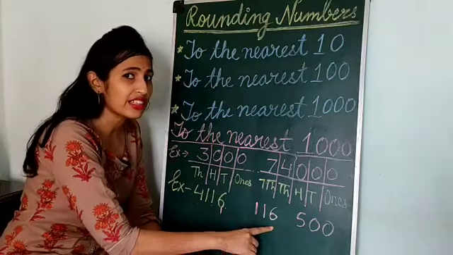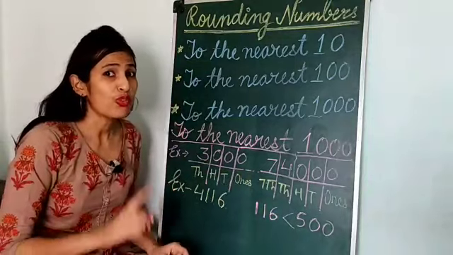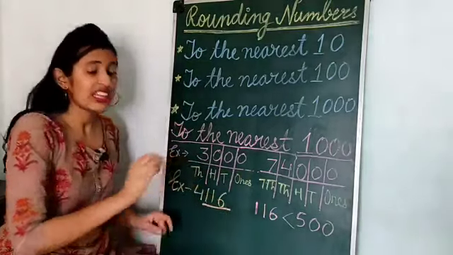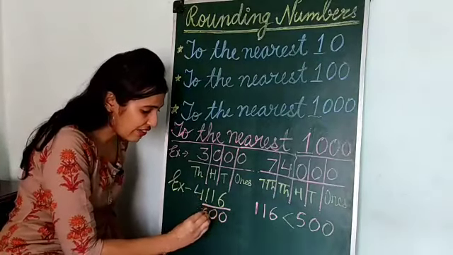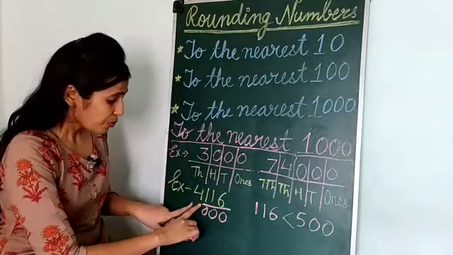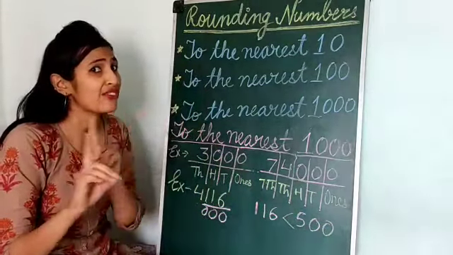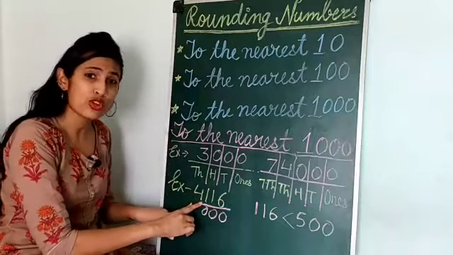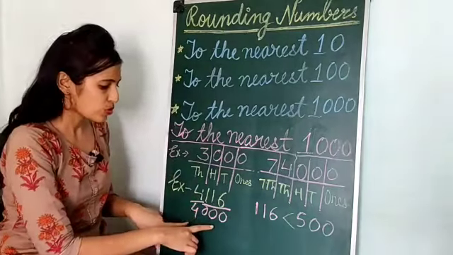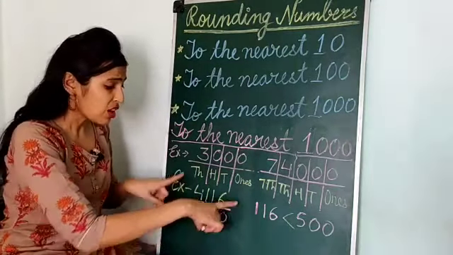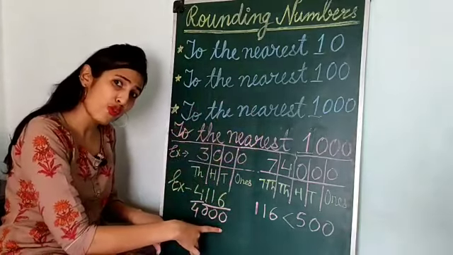The number 116 is smaller than 500. So what do we have to do? We have to write 0 in the ones, tens and hundred place number. These numbers already have 0, and because 116 is smaller than 500, we don't add any digit in the place of 1000. We have to write as it is the number in the place of 1000. So when we round off the number 4116 to the nearest 1000, the number will be 4000.